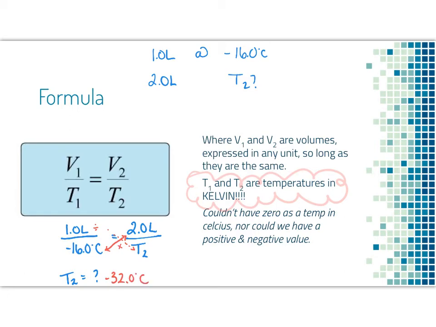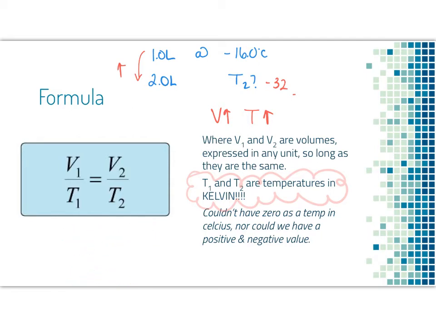We said that as volume increased, temperature increased. But we saw that T2, so this one increased, T2 is negative 32. What? That doesn't make sense. The other issue is if we have a 0. You're going to see a bigger problem here.